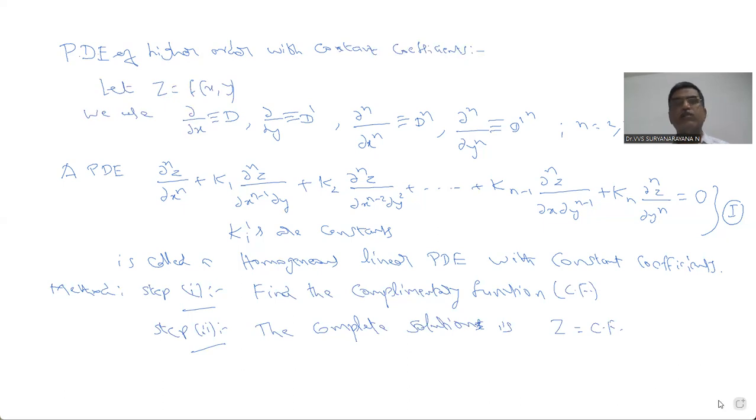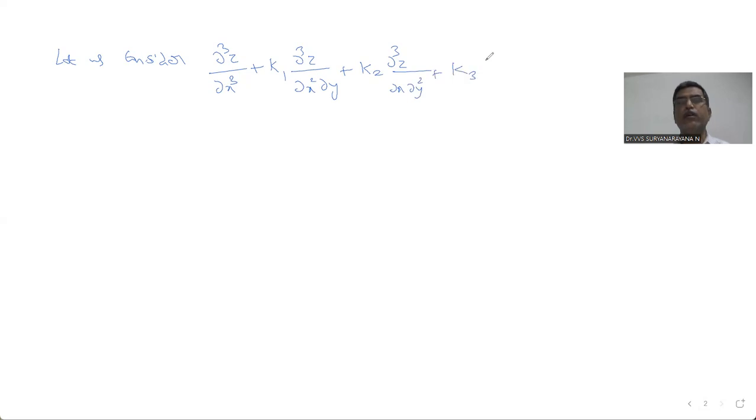Let us consider a 3rd order equation only: dou cube z by dou x cube, plus some constant k1 into dou cube z by dou x square dou y, plus a constant k2 into dou cube z by dou x dou y square, plus another constant k3 into dou cube z by dou y cube, equal to 0. This is a general 3rd order linear PDE with constant coefficients. In our standard notation, dou by dou x is capital D.